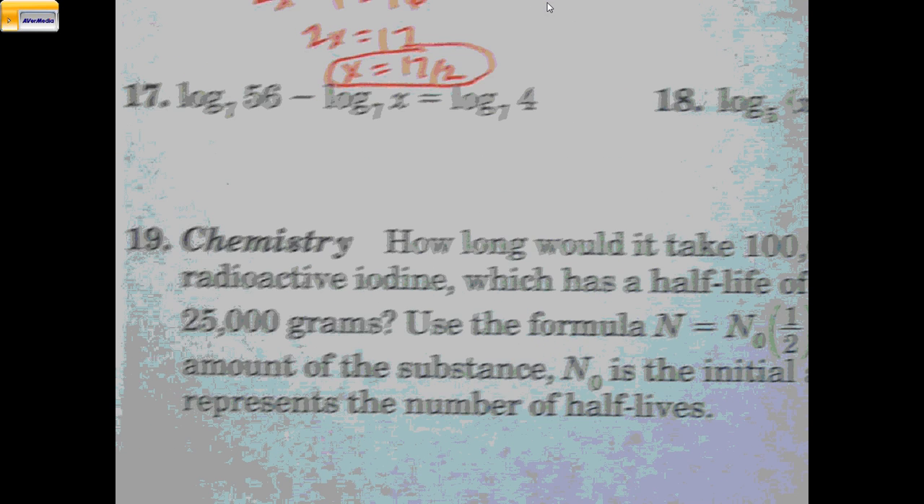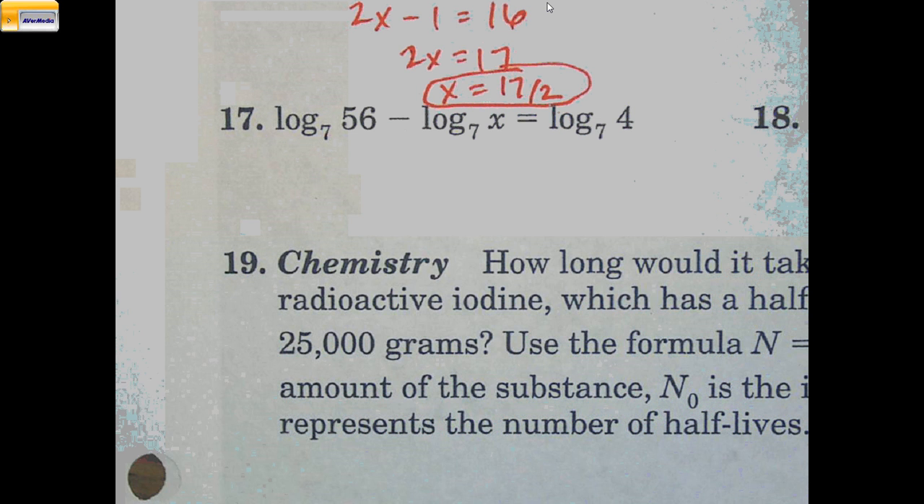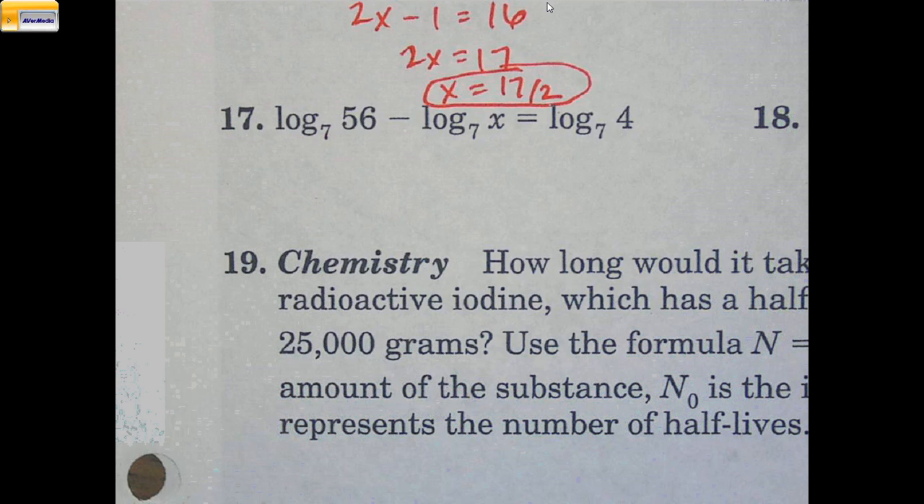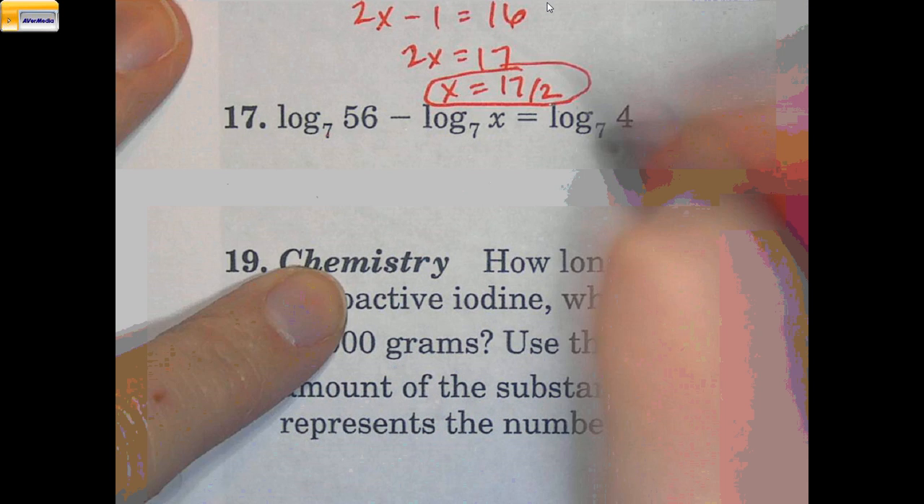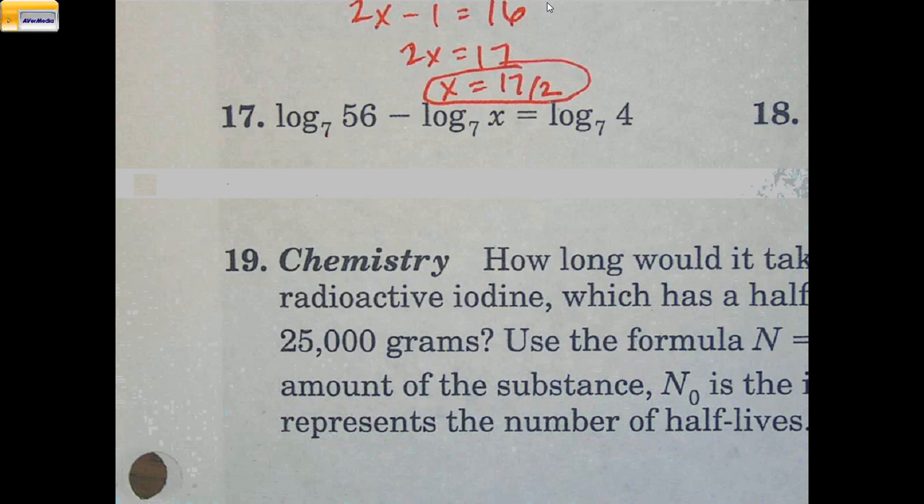Alrighty, we're looking at 17. Oh, no, this is not hard. You guys can do this. Before you can drop the logs, and let me make this very clear, because every year I have kids screw this up. A lot of kids look at that and they're like, oh, great, I'll start canceling out the logs. You can't do that until you get 1 on each side. You've got 2 on the left-hand side. We need to condense it first.